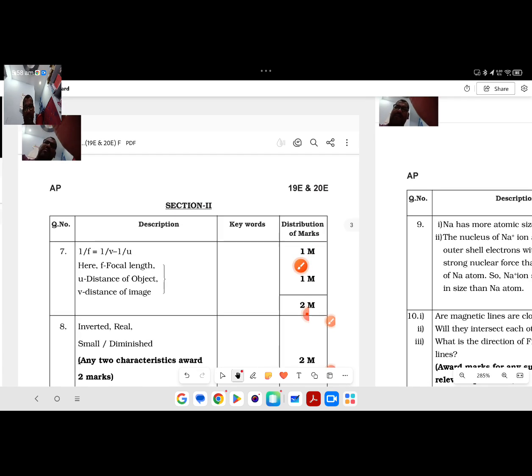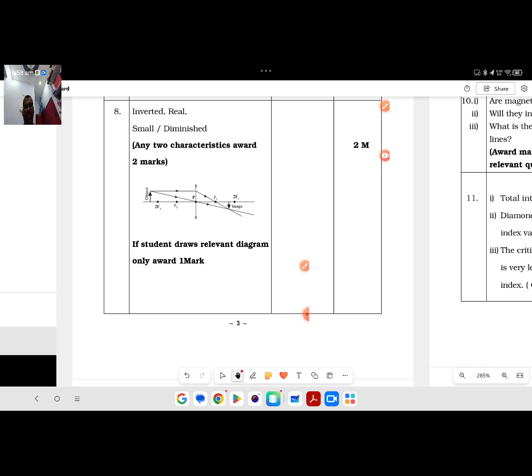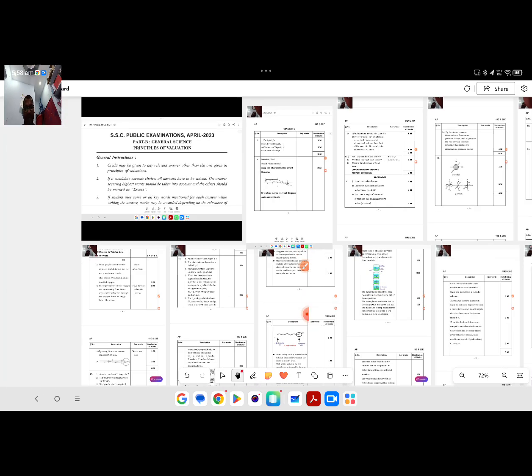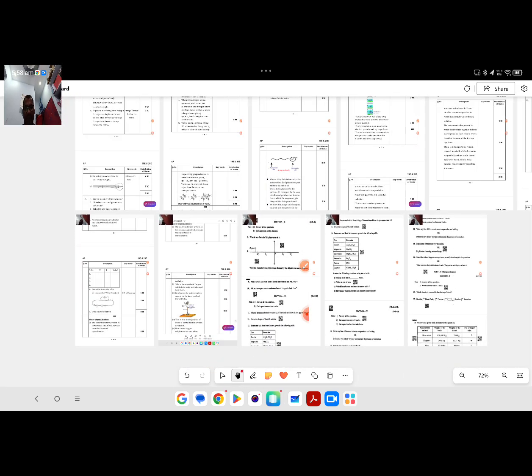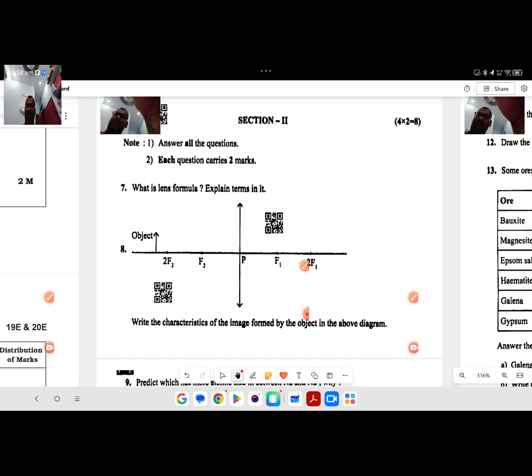Same way, now look at the next diagram. Half of the diagram is given. It is given to complete the diagram and write the characteristics. So look at that question. That question is here. Write the characteristics of the image formed by the object in the above diagram.